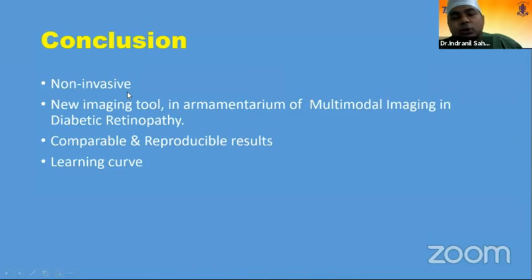To conclude, OCT angiogram, as has already been highlighted by the previous speakers, is the new tool in the armamentarium of multimodal imaging, a non-invasive tool with comparable and reproducible results. It does have a learning curve where we need to understand how to get the image of interest, segment it well, and reduce the artifact component.